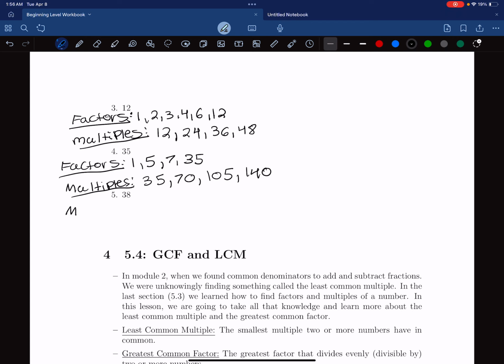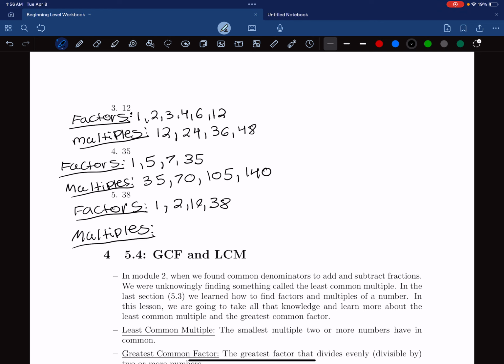And last but not least, we have the number 38. As always, please pause the video and try to work through this on your own to see if you can get this correct. And assuming you have worked through it, let's talk about the factors of 38. So the factors of 38 aren't that much, actually, surprisingly. You would think you'd get more, but it is going to be 1, 2, 19, and 38.